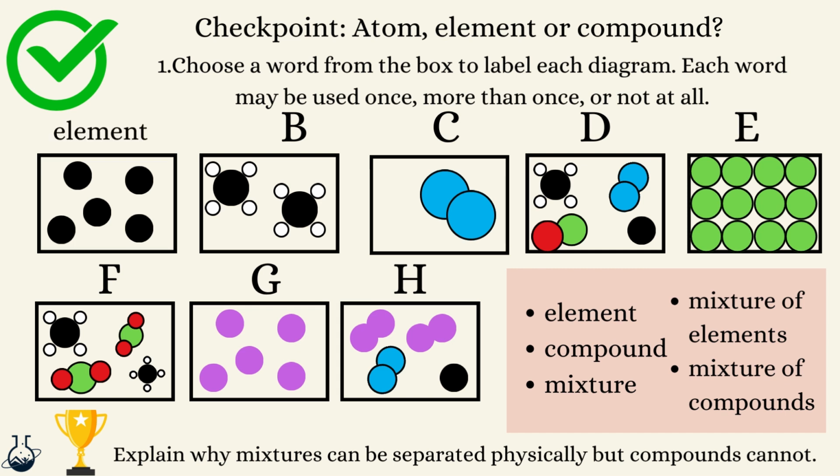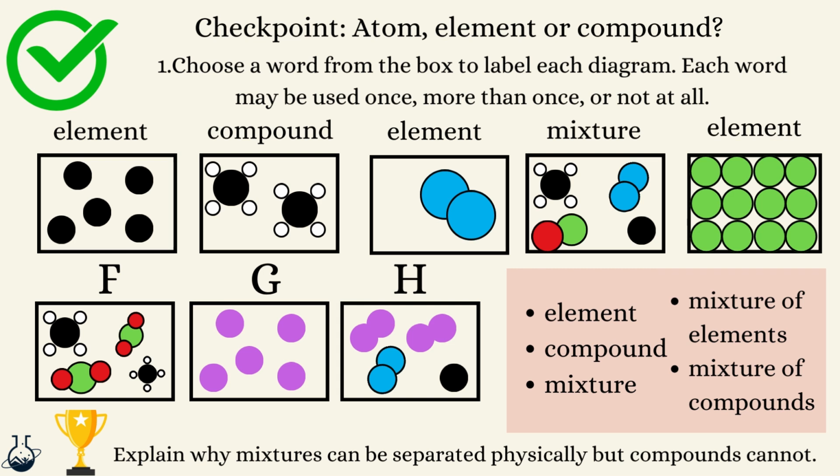A contains only one type of atom, therefore it is an element. B contains more than one type of atom that's chemically joined together. This is a compound. C has two atoms but are the same type. This is an element. D has various compounds, elements, and atoms. This is a mixture.